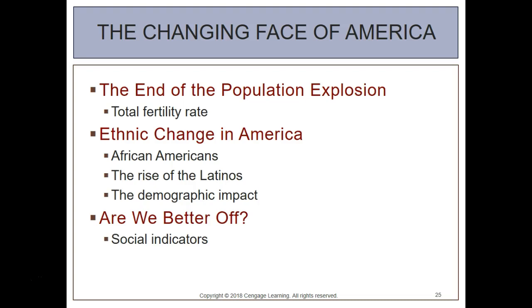Ethnic change in America. Well, basically, all of the groups you see are changing, minority groups, and that's important as well. The book goes into a better discussion of that. Again, we will cover a lot more of this later. This is just an introductory chapter. And ultimately, are we better off? What indicators do we have to show us that?